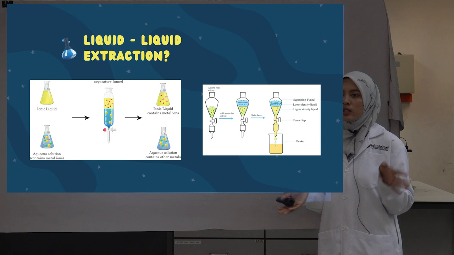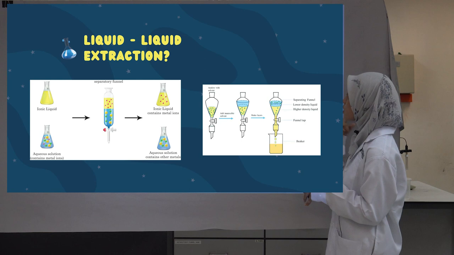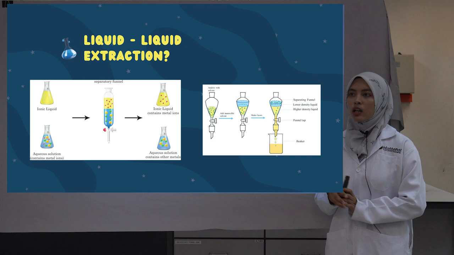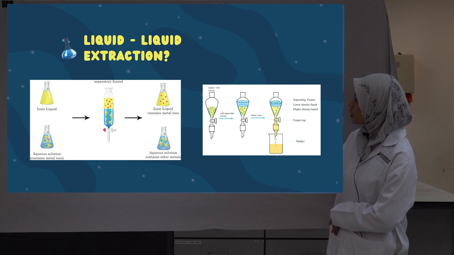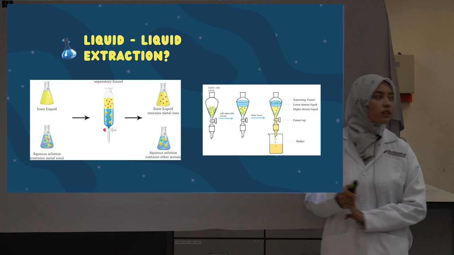In practice, liquid extraction is a process that we use to separate organic compounds from an aqueous solution or suspension. This process consists of shaking the aqueous solution with a water-immiscible organic solvent and allowing the layers to separate. The various solutes present in the mixture will then distribute themselves between the aqueous solution and the organic layers according to their relative solubility. I'll pass to the next presenter.